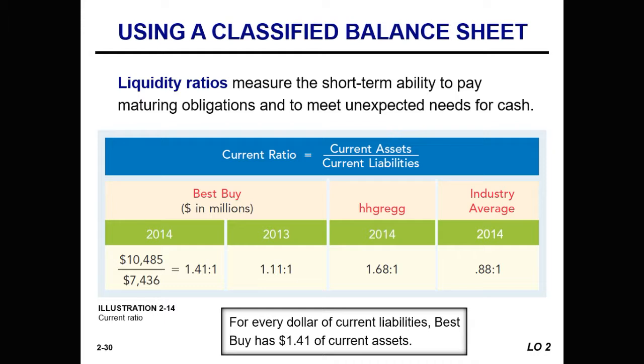With the current ratio, as you can see here for 2014, where we actually have it calculated, it's 1.41 to 1. So this says for every dollar of current liabilities, Best Buy has about $1.41 of current assets. In 2013, that was $1.11 to 1. For H.H. Gregg, which is a competitor, they're $1.68 to 1. But the industry average is 88 cents to 1.